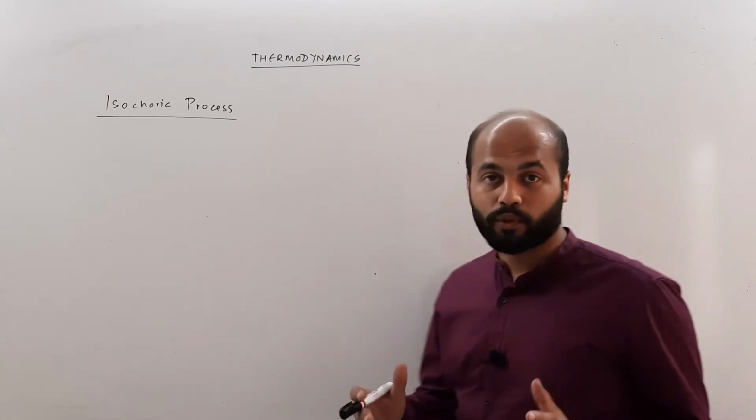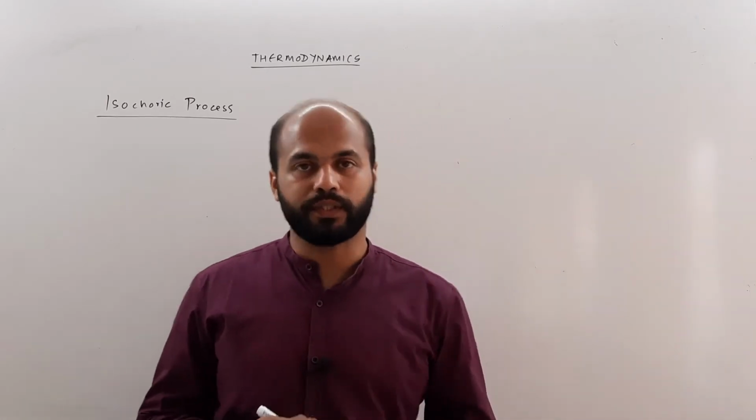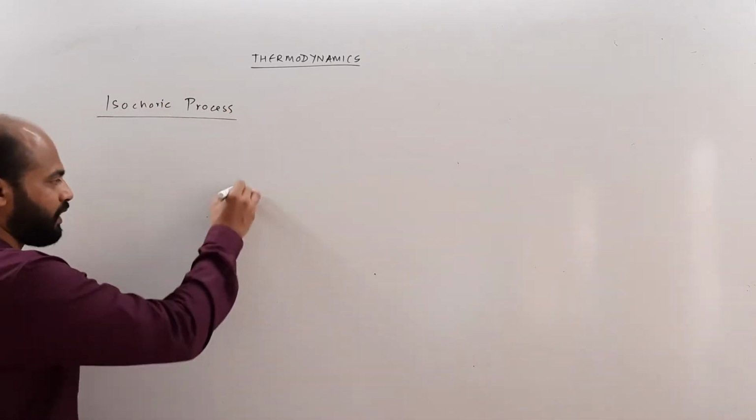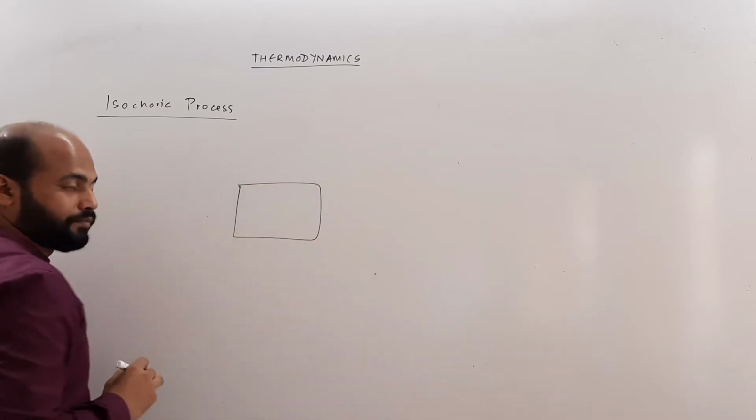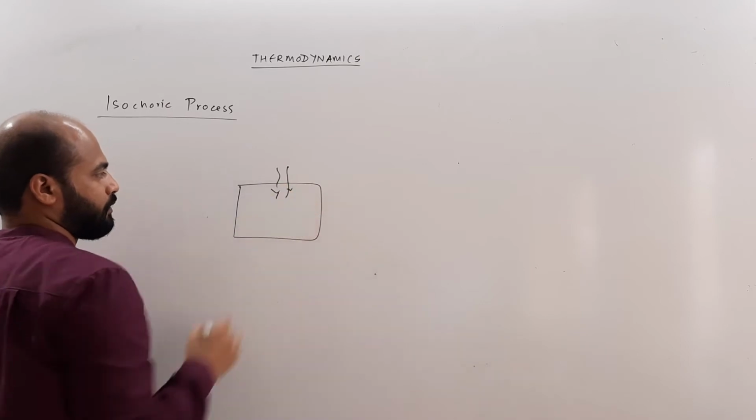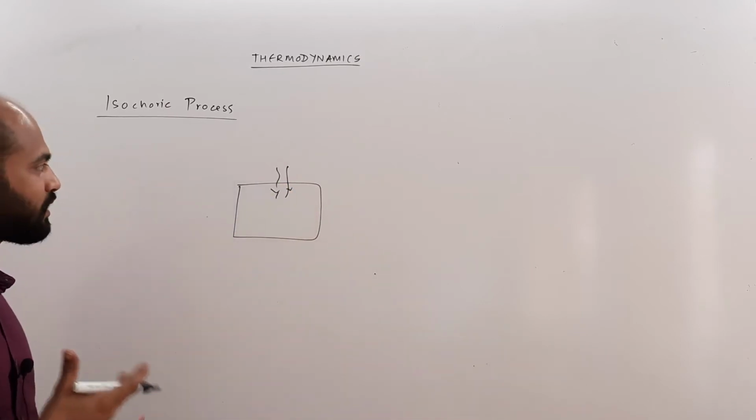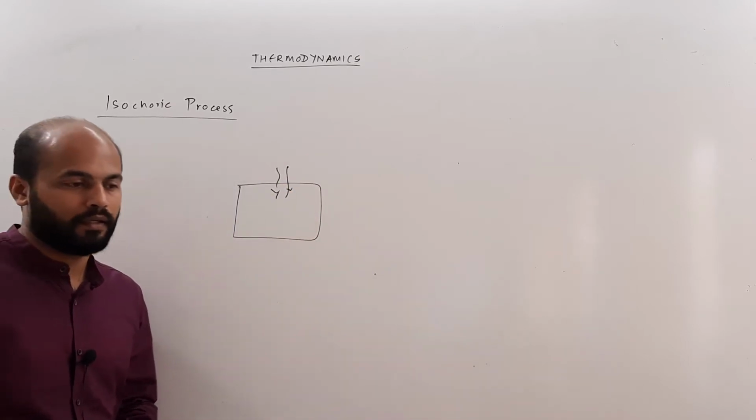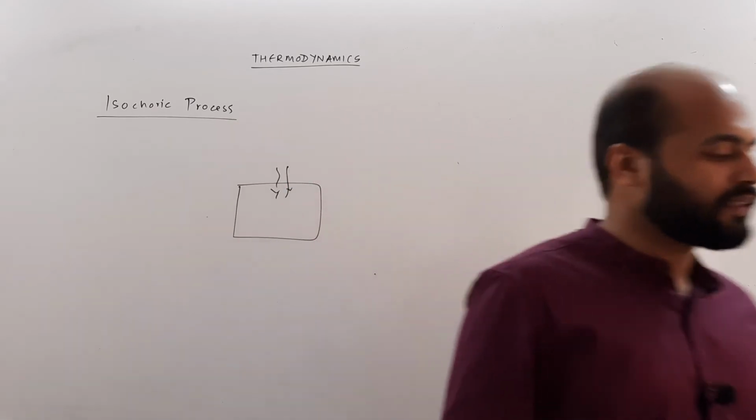Next, let us learn about a process called the isochoric process. The isochoric process is a process in which the volume remains constant. For example, if there is a certain system with fixed walls and some heat is supplied, then we call that process an isochoric process. In an isochoric process, volume remains constant.